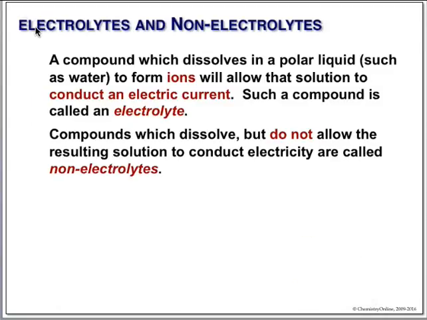Now we did this in the lab, and we talked about electrolytes. Let's elaborate a little bit more on this. If you recall from what we did, we said that a compound which dissolves in water to form ions will allow that to conduct electric current, and we call that an electrolyte. Something that did not form ions, we said was a non-electrolyte.